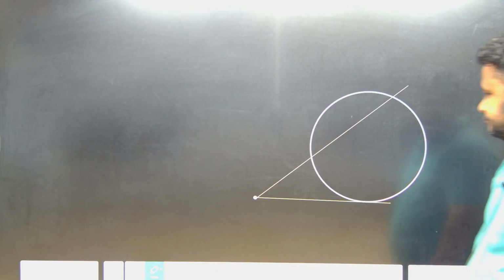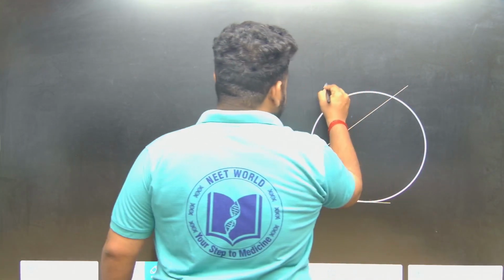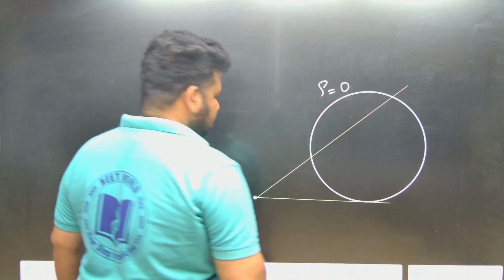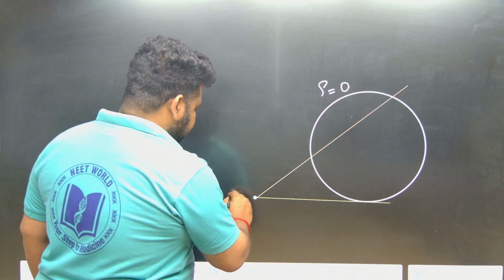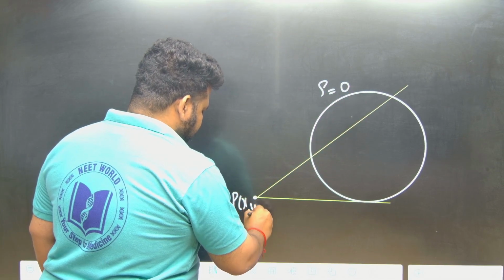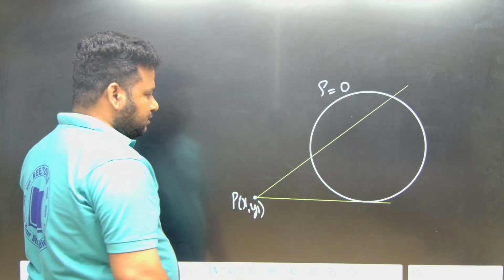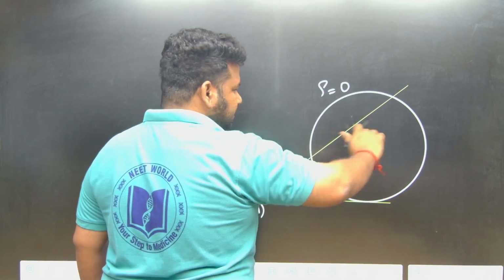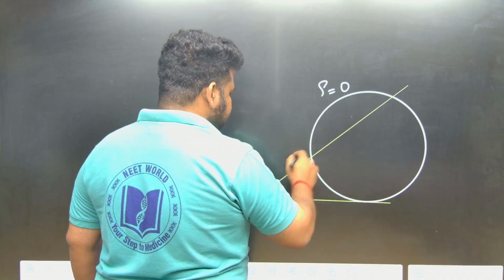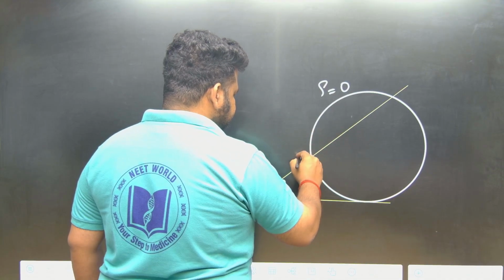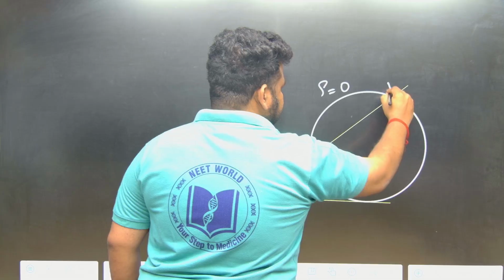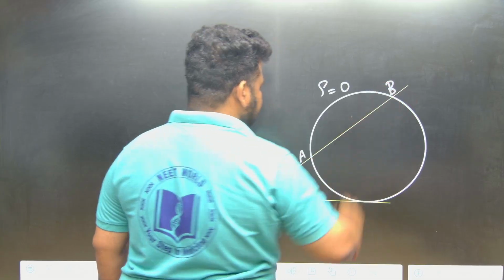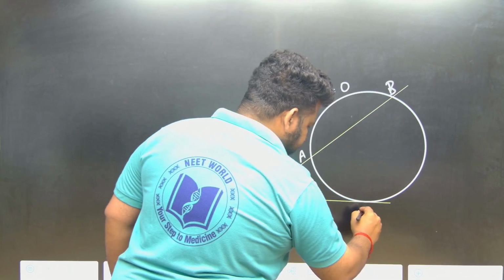See here, there is a circle that is given, S is equal to 0. Let P (x1, y1) be a point. Let this line cut the circle, and let this be the chord. So this will be PA and PB. AB is a chord, and let this be the point of contact of the tangent, PC.